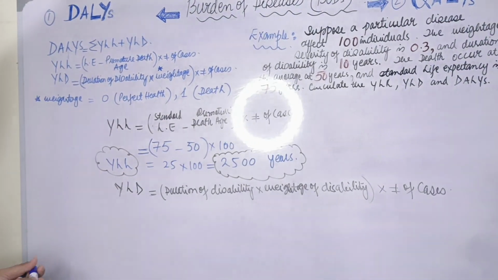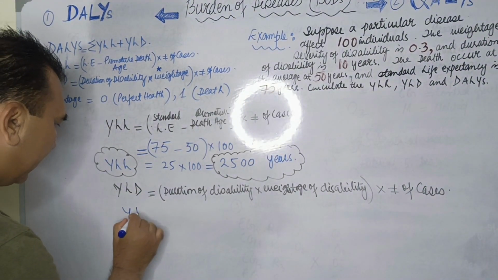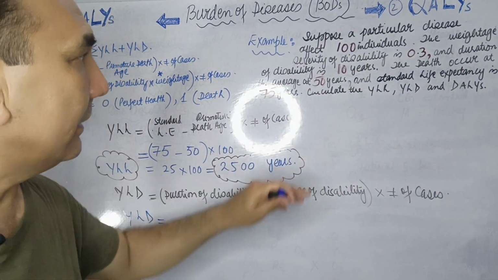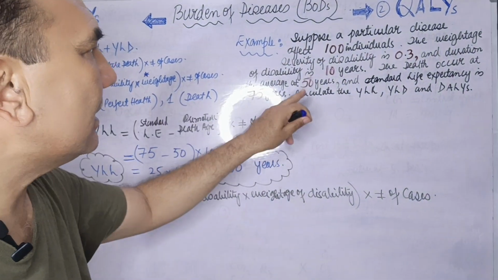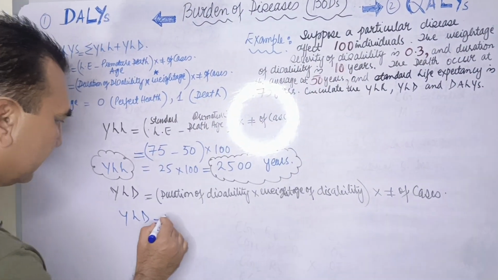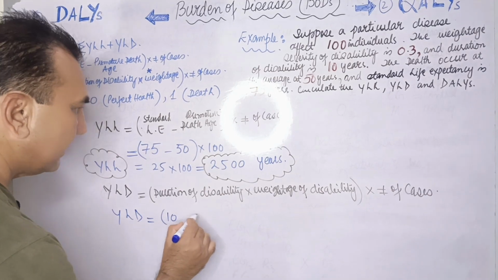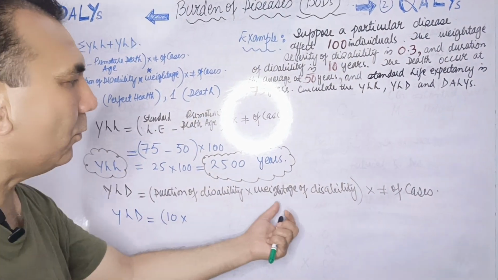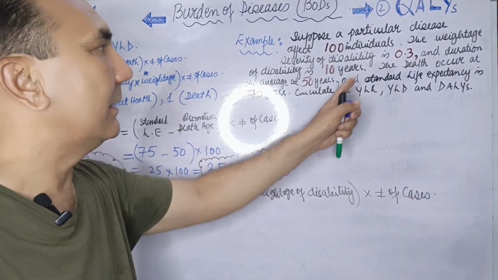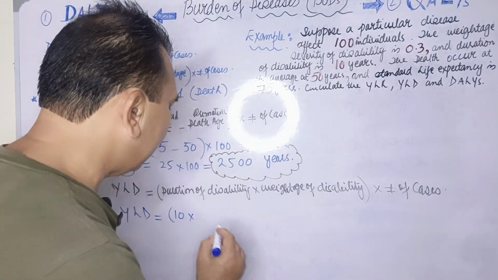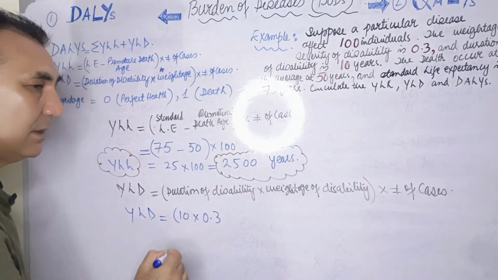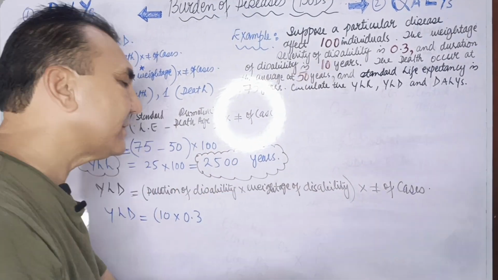Okay, now we will go to calculate the YLD. What is the duration in our case of the 100 individuals? The duration of the disability is 10 years. Now we will multiply by the weightage of the disability. The weightage of the disability means the severity of the disability. The severity of disability is 0.3 for this particular disease. It may be 0.5, 0.7, or 0.8.